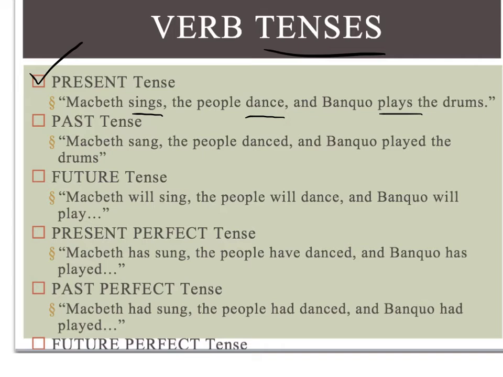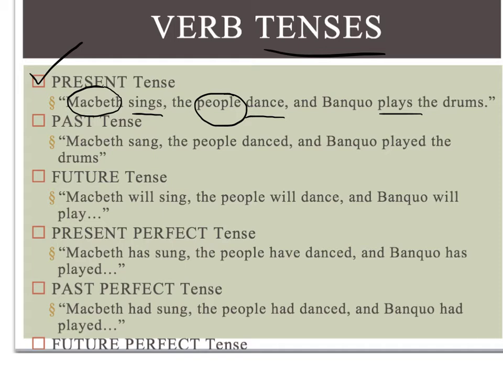They're happening right now. Notice, too, that the verb form changes according to number, just like we talked about in the previous video. Macbeth is singular, so Macbeth sings. People is plural, so the people dance. If Macbeth was the one dancing, which would be about just as awesome as if Mr. Goodwin were dancing, it would be Macbeth dances, because Macbeth is singular.